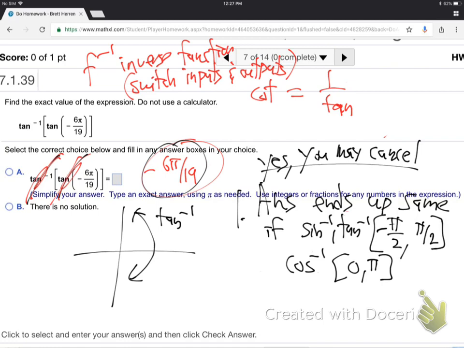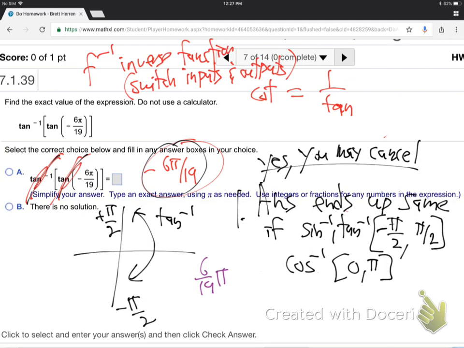Negative 6 pi over 19. That's between negative pi over 2 and positive pi over 2. Is it? It is. Do you see that? How do I know that? Is negative 6/19 in that zone? Yes. Use your calculator if you want. Well, you need to be able to do this without a calculator. Look at 6/19 pi. Just look at that with me for a minute.